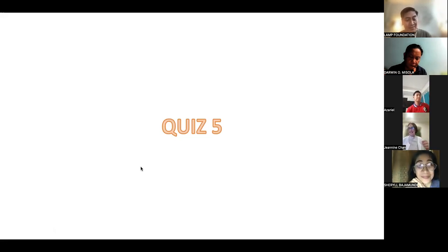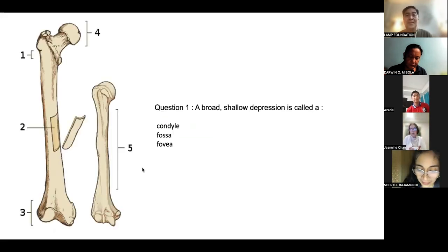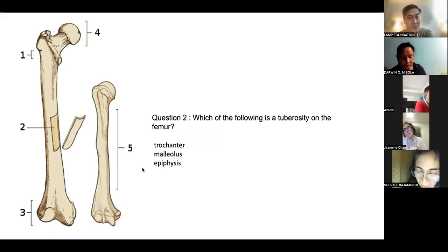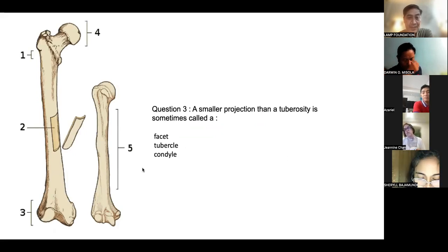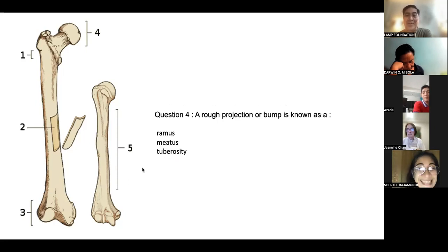Now, let's call on Ma'am Cheryl Bahamundi. Good evening. A broad shallow depression is called a fossa. Which of the following is a tuberosity on the femur? The trochanter. A smaller projection than a tuberosity is sometimes called a tubercle. Okay, this was my question earlier. Which is bigger, tuberosity or tubercle? The tuberosity.